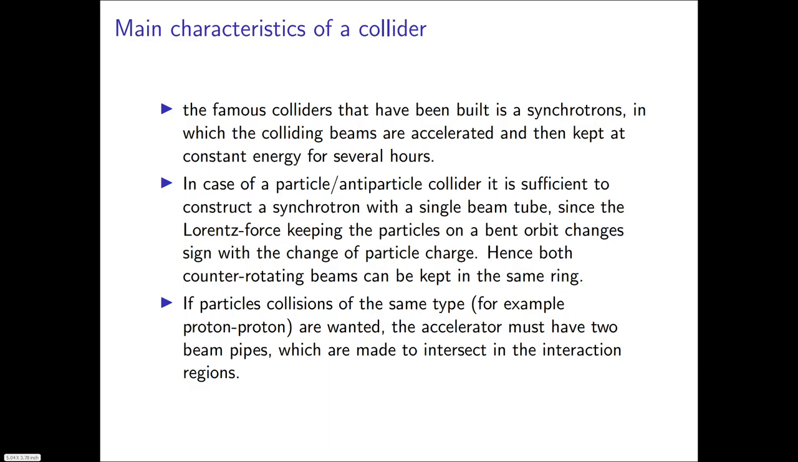If the particles are of the same type, like in proton-proton collisions in the LHC, the accelerator has two beam pipes, which are made to intersect in the intersection region. Here, we must have two beams because the particles are charged the same. If we had a single beam tube with two bunches, both would go around the accelerator in the same direction. We need them to travel in opposite directions to make them collide. So we are using two beams here.